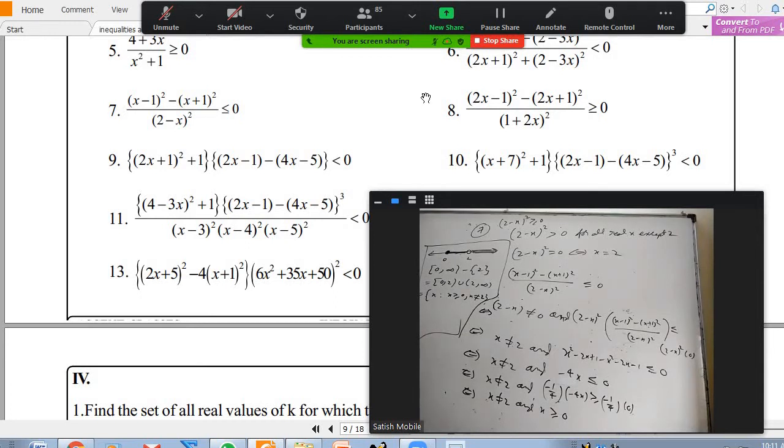Okay, for the 9th question you don't have to worry about so much here, because 2x plus 1 whole square plus 1 is always positive. It cannot be 0 also. Then it is just a positive number. You can divide or multiply with the reciprocal of that. For 11, we need to be really careful. In the denominator, 3 things are there.